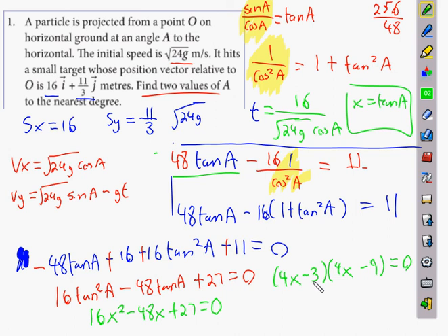Now, we get x is equal to two different values. We get x equals 3 over 4, and we get x equals 9 over 4. Are you happy with the two of them?